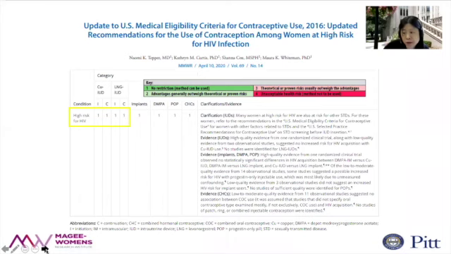Thus, after the ECHO trial and after a World Health Organization update to the WHO MEC, the CDC's MEC for women at high risk for HIV infection as of 2020 shows that both types of IUDs are now category 1 with no restrictions instead of category 2 for both initiation and continuation in people at high risk for HIV.